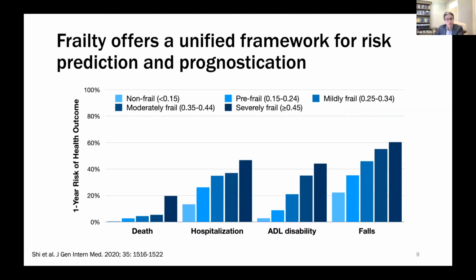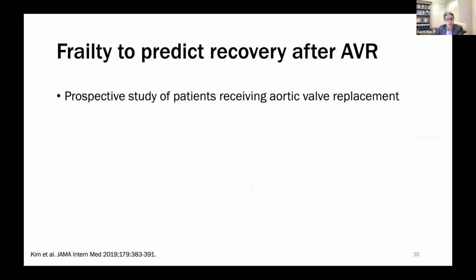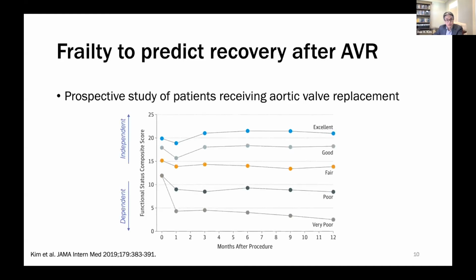Because frailty is a measure of vulnerability, it can predict a wide range of adverse health outcomes in older patients. In addition, it can predict recovery after a stressful surgical procedure such as aortic valve replacement. We demonstrated this in a prospective study where we identified 5 unique patterns of functional status recovery in the year after aortic valve replacement. Here, the y-axis shows the number of daily activities and physical tasks that one can perform without help. So the higher number indicates better function.